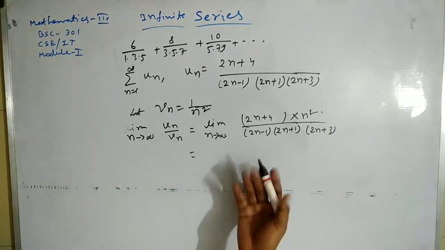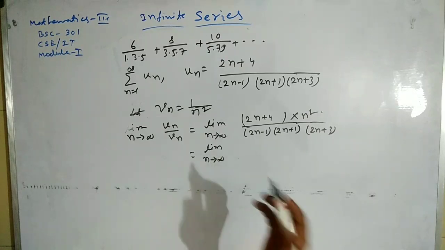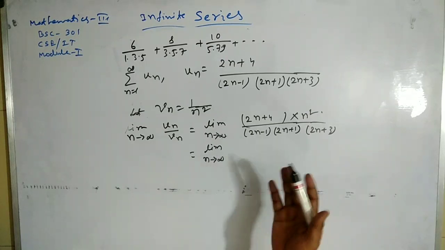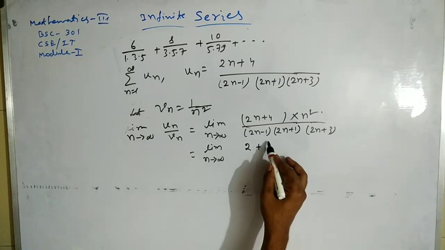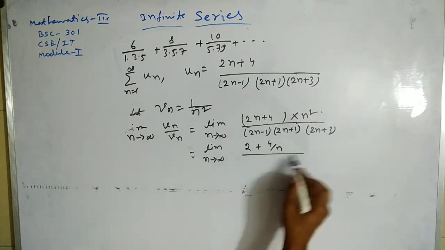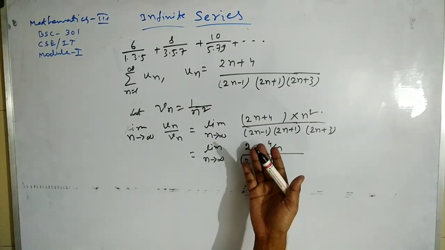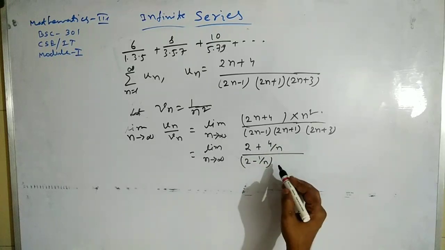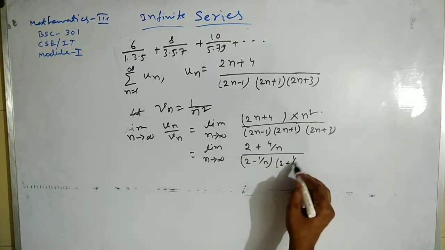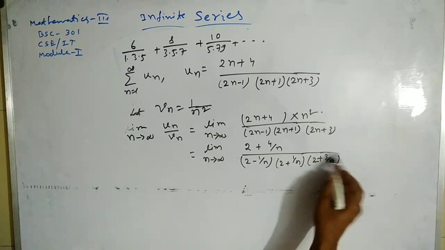You know how to find this limit as n tends to infinity. I am dividing by n cube in the numerator and denominator. So it will be 2 plus 4 by n and 2 minus 1 by n. I am giving 1 n to each of the factors. So it will be 2 plus 1 by n, and this will be 2 plus 3 by n.